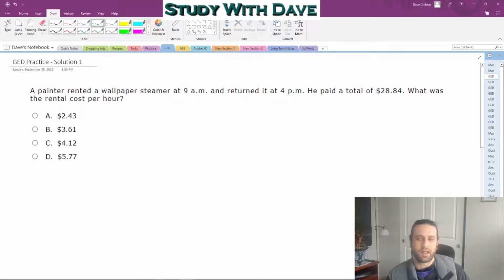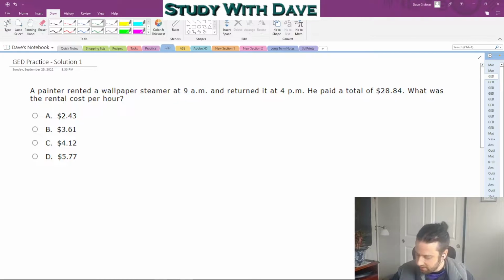So for this one, I like to think of it as when I used to work at a restaurant and I didn't have really an hourly rate, and I would make, let's say, $100 in 10 hours. I would always divide that total amount that I made by the number of hours that I worked, and that would give me my average rate per hour for that shift. So this is the same idea, except for this one, we're figuring out how much a painter rented a wallpaper steamer for per hour.